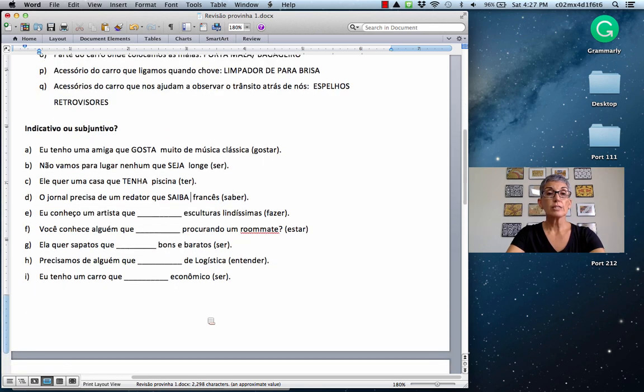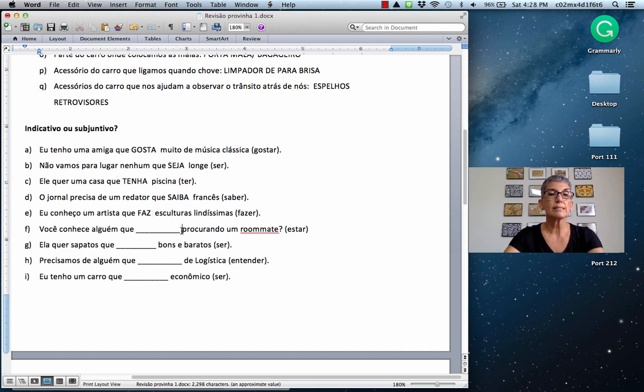Eu conheço um artista que, blá, blá, blá, esculturas lindíssimas. Então, eu conheço. So, if you know the person exists, right? A pessoa existe. Então, indicativo ou subjuntivo? Indicativo. Eu conheço um artista que, qual é o indicativo do verbo fazer? To make or to do? Eu faço, você faz, nós fazemos, eles fazem. Então, eu conheço um artista que faz esculturas lindíssimas.